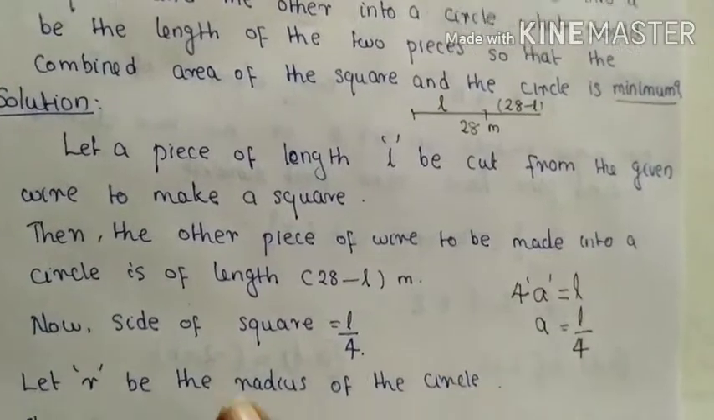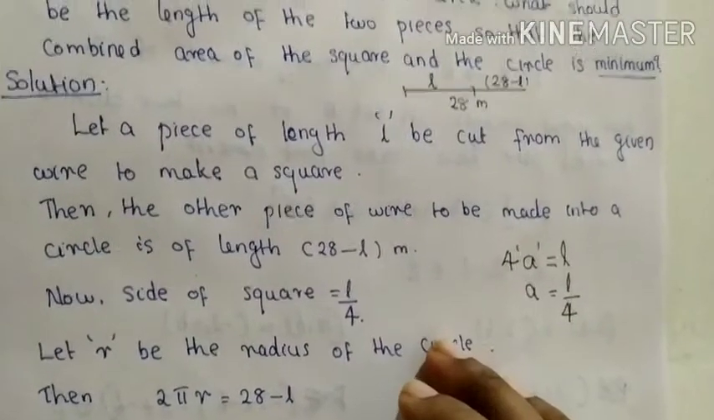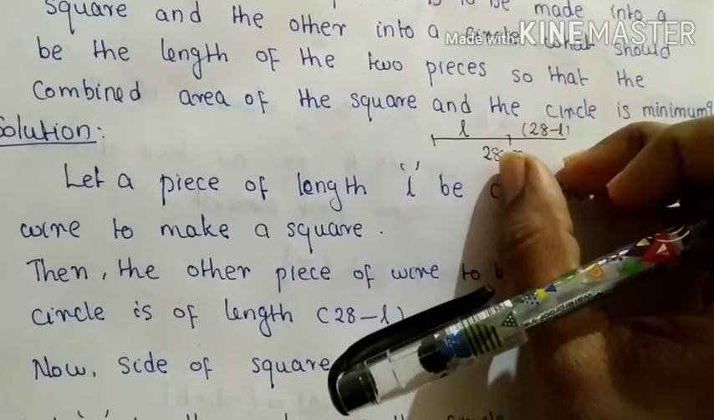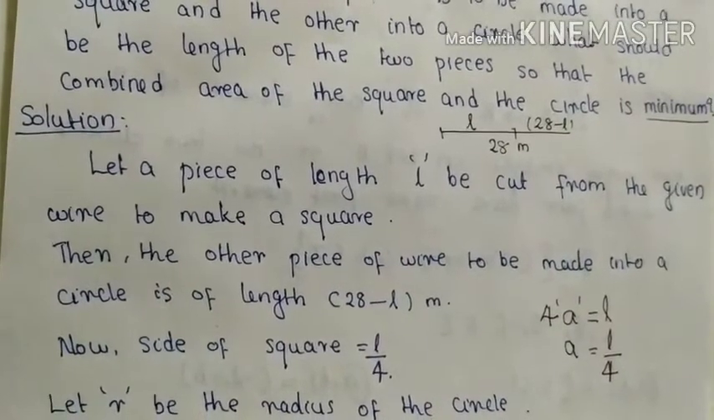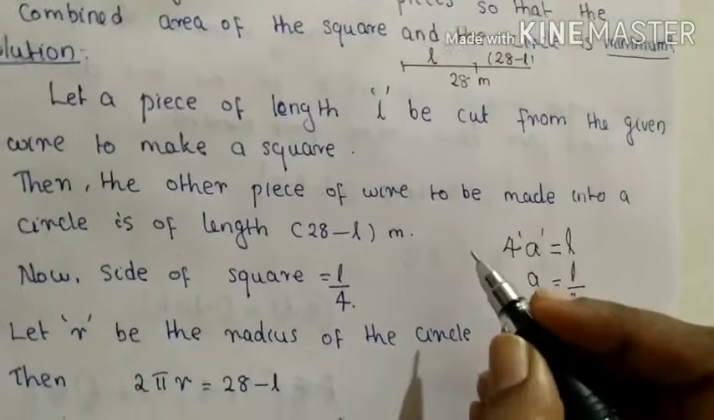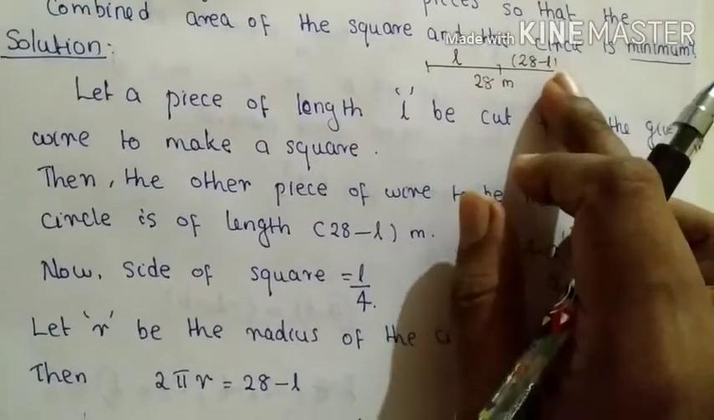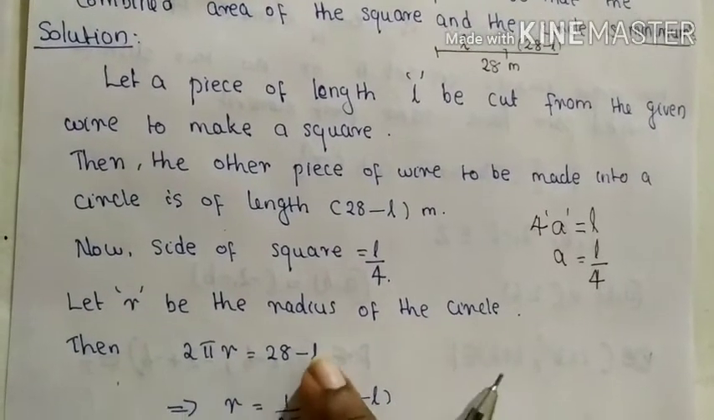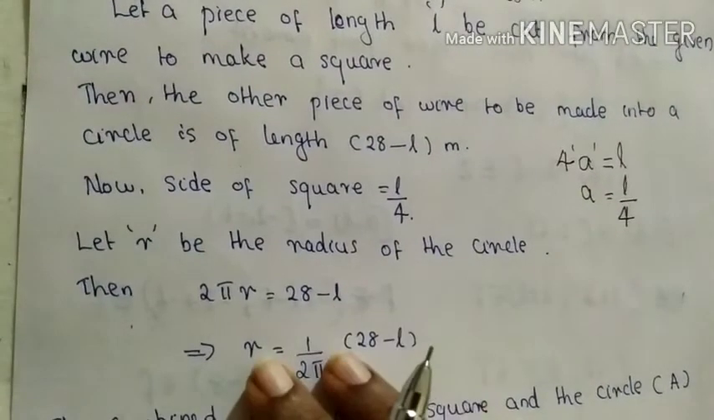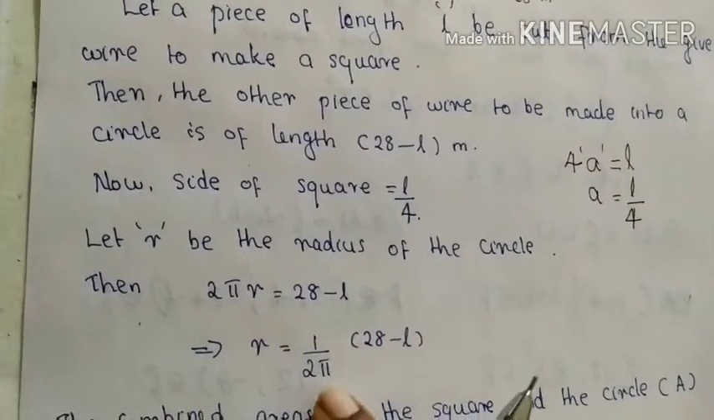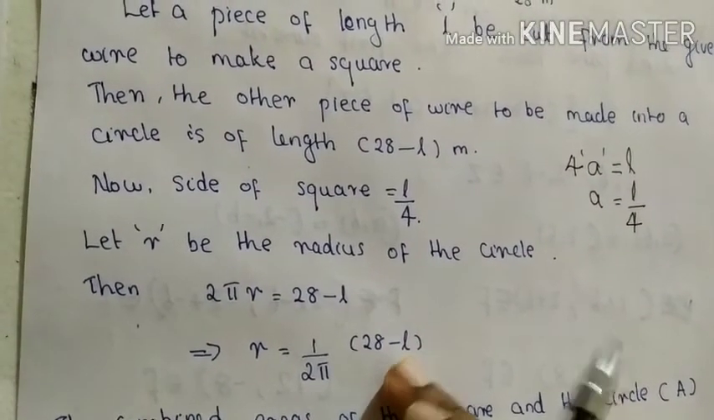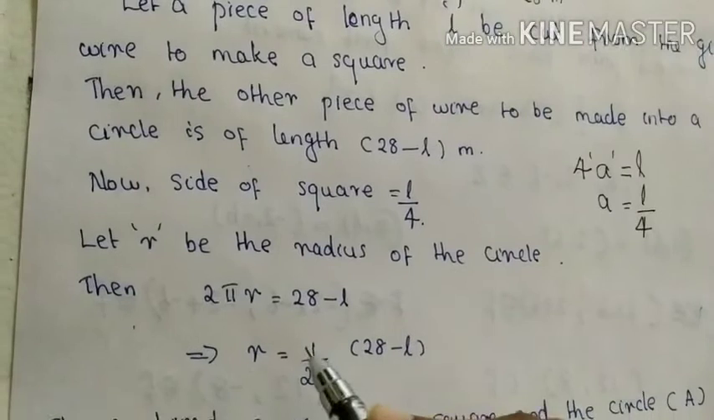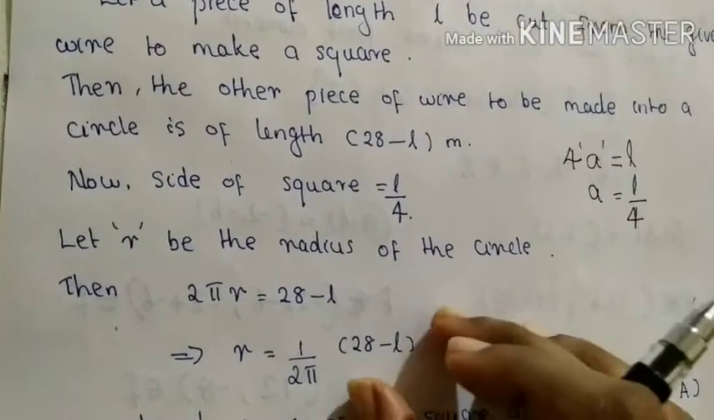And let r be the radius of the circle. Then 28 minus L is the length of the second piece of wire to be made into a circle. That means the perimeter of the circle is equal to 28 minus L, and we know that the perimeter of a circle is 2 pi r. So 2 pi r equals 28 minus L. From this we get the radius equal to 1 by 2 pi times (28 minus L). So the side of the square is L by 4, and the radius of the circle is 1 by 2 pi (28 minus L).